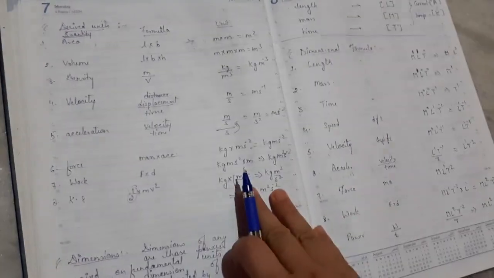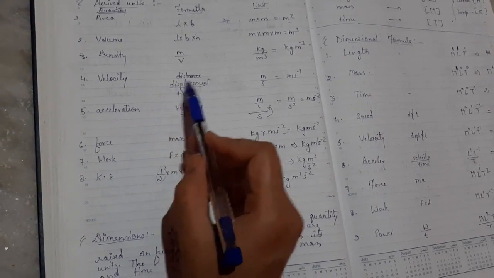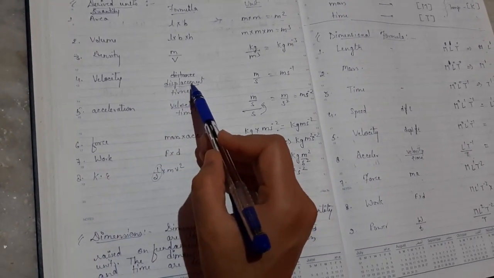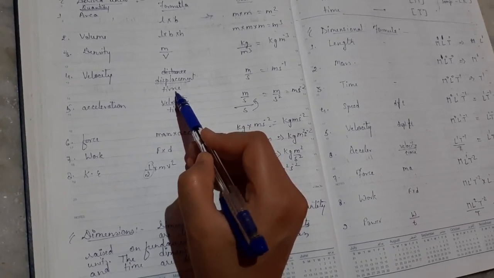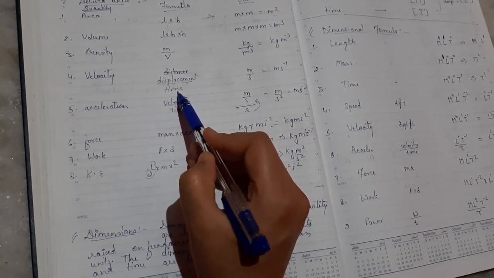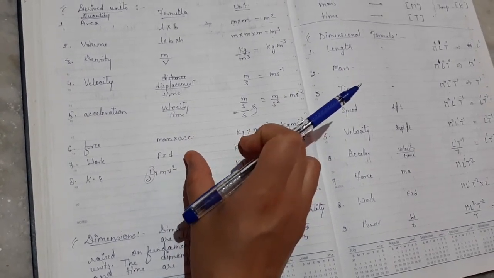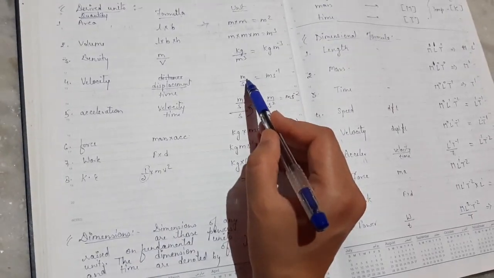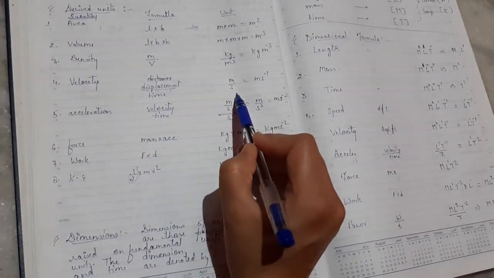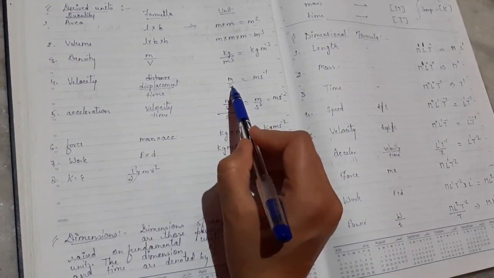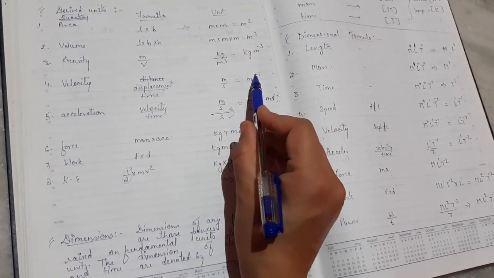Okay, next one is velocity. We know the definition of velocity: it is the rate of change of displacement, that is displacement over time. The definition of displacement is the shortest path, which is also measured in meter. So the unit of displacement is meter, the unit of time is second. Both are fundamental units, so the unit is meter second inverse.